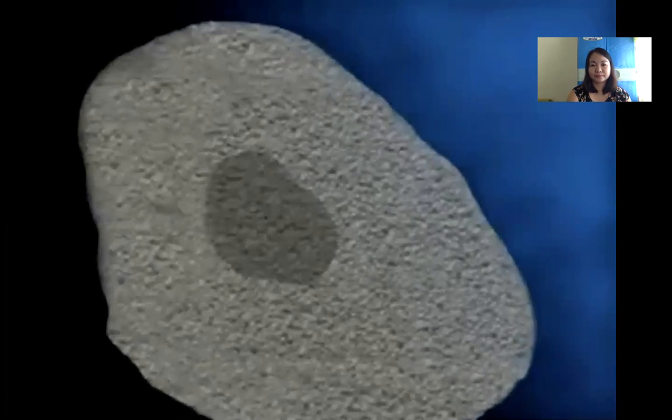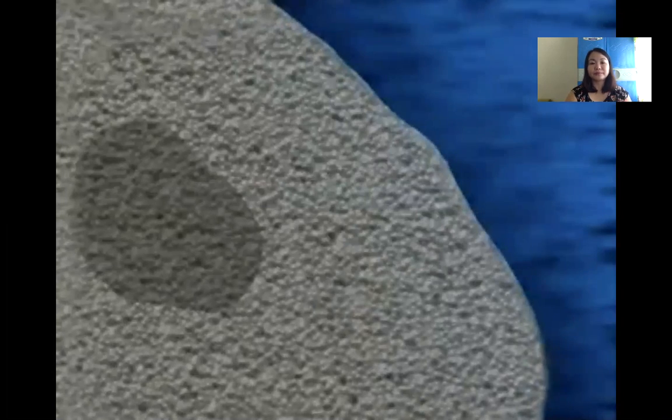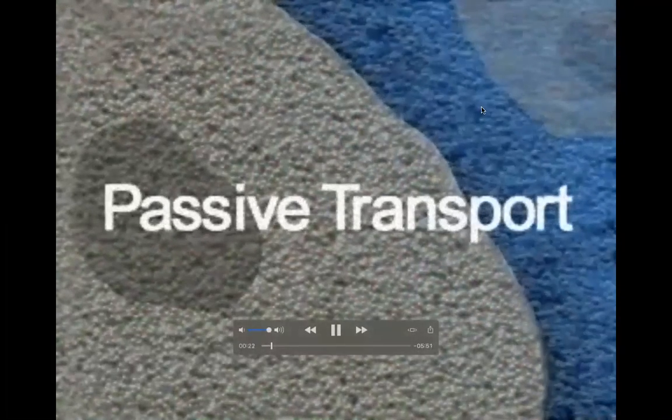The smallest unit of life is the cell. In order for life to be sustained, nutrients and gases must be able to pass into a cell. Wastes and other products must be able to pass out of the cell. Many of the materials that pass in or out of the cell do so by passive transport. In this process, there is no energy, no ATP expenditure by the cell.